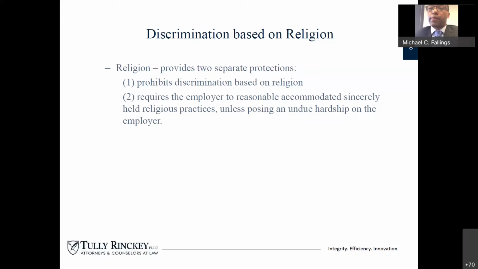The employer's undue hardship analysis is similar to what we just discussed for the disability analysis: those factors, those financial considerations, and whether it's going to place a significant difficulty on the employer. But those are the two general categories for protection of religious discrimination areas.